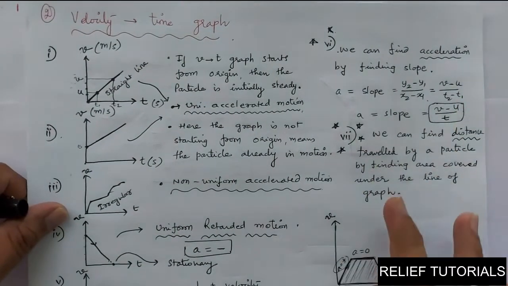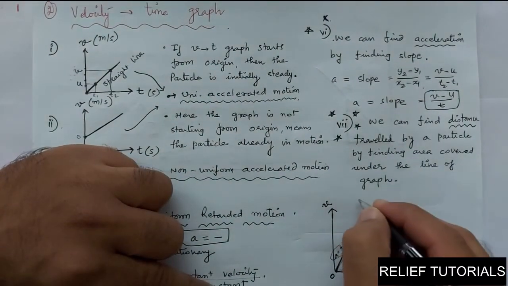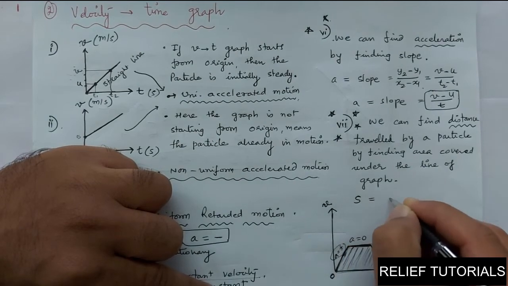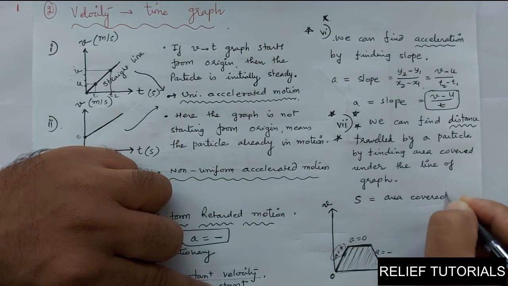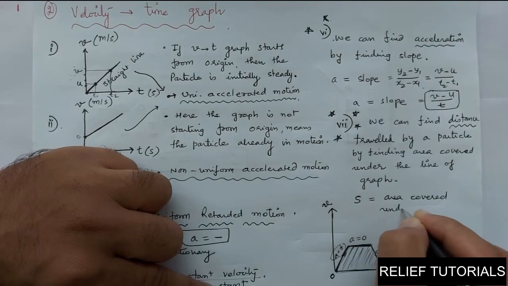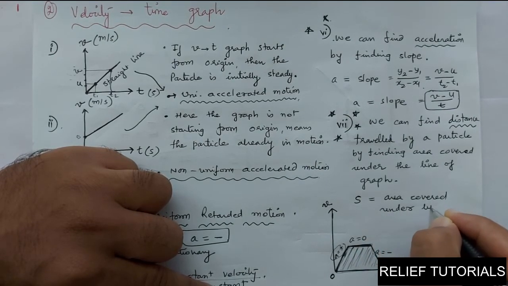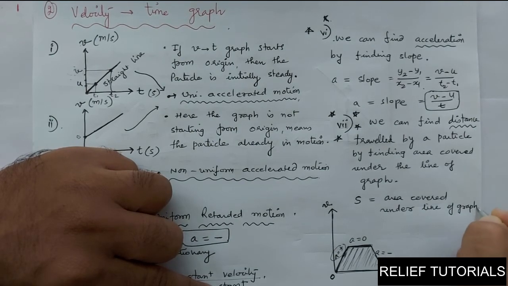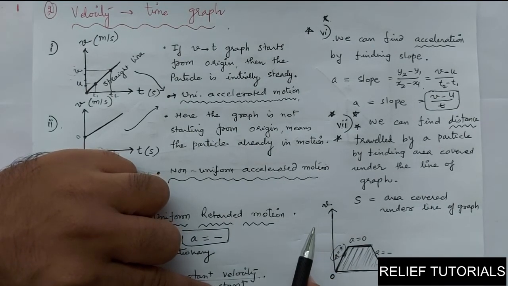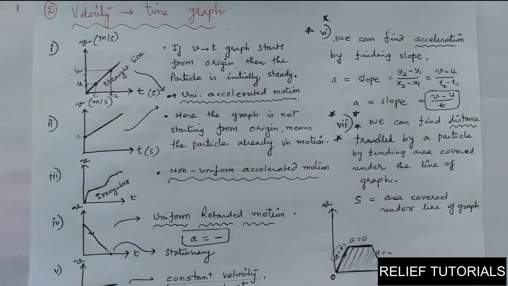What I want to say is you have to remember this use. We will have numericals, and at that time we will solve them. But remember this, that we can find distance by finding the area covered under the line of the graph. This is the use only in the velocity versus time graph. It is not for the distance versus time graph.